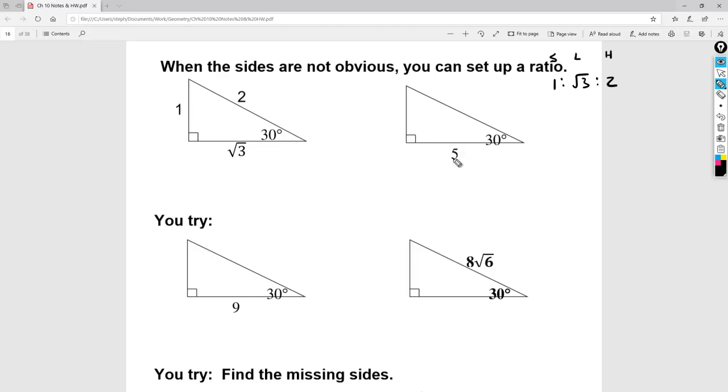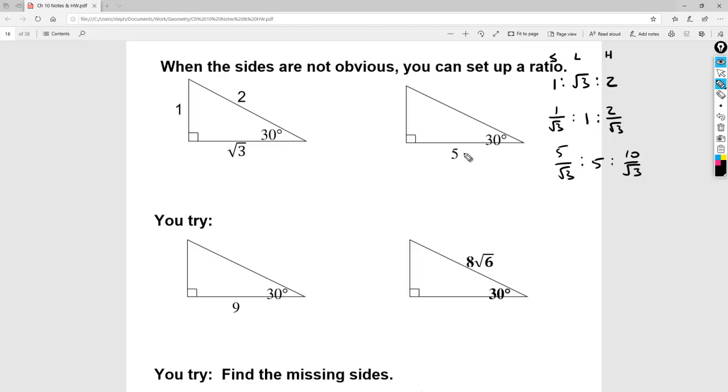In this case, my longer leg is 5, so if I wanted to make the middle of my ratio 5, I would first divide everything by the square root of 3. Okay, and I want this to be 5, so let's multiply everything by 5. Okay, and this gives me both of my legs and my hypotenuse.